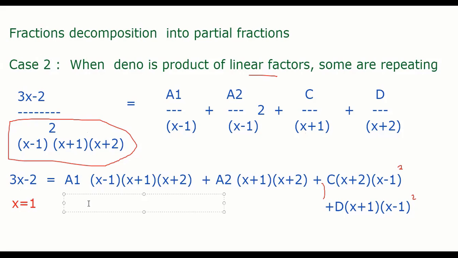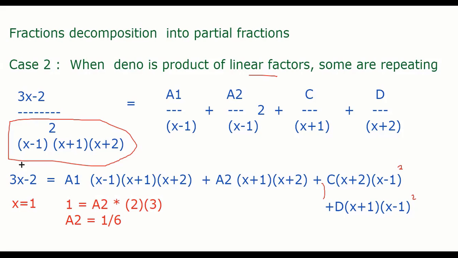So when x equals 1, what will the value be? 3x minus 2, so 3 into 1, 3 minus 2 is 1. I am substituting x equal to 1, so the A1 term becomes zero completely, C also becomes zero and D also becomes zero, correct, because x minus 1 is in them. Then A2 times, I put x equal to 1, so 1 plus 1 is 2 and 2 plus 1 is 3. So 6 A2 is 1, so A2 equals 1 by 6. Clear everyone? A2 is 1 by 6, everyone?